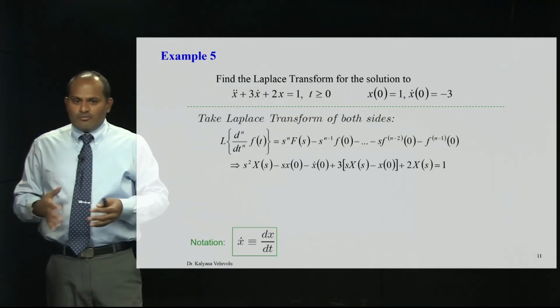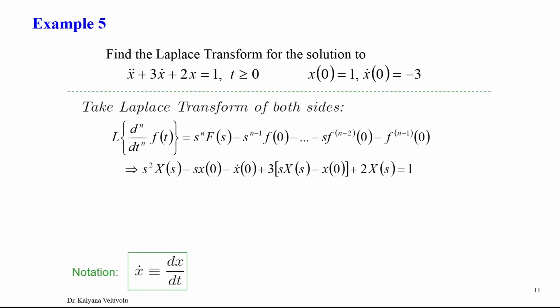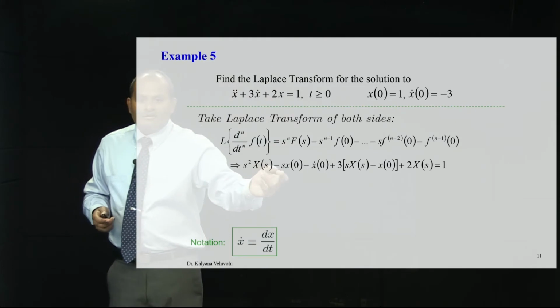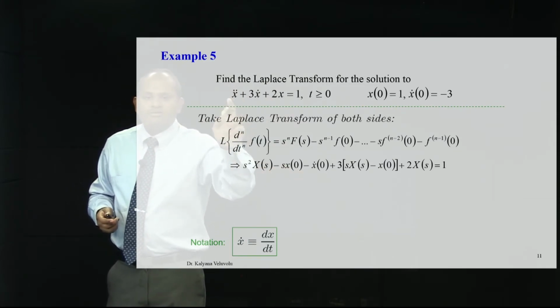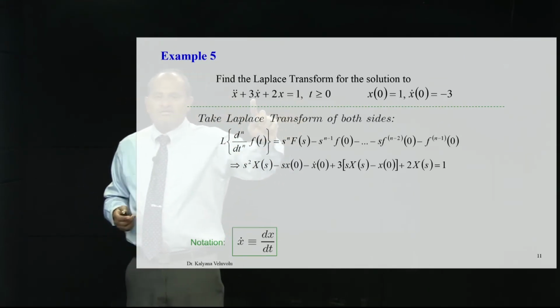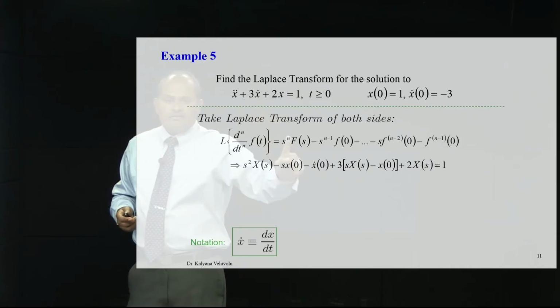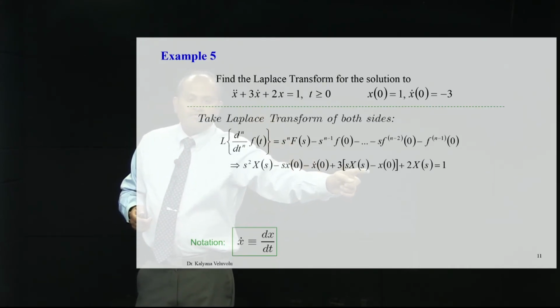Take the Laplace transform on both sides. So, when I apply the Laplace transform, the first term is x double dot. When we apply the Laplace transform, it will be s square x of s minus s x of 0 minus x dash of 0. So, this term corresponds to x double dot. Now, the second term is 3x dot. When we apply the Laplace transform, I get 3 into s into x of s minus x of 0.